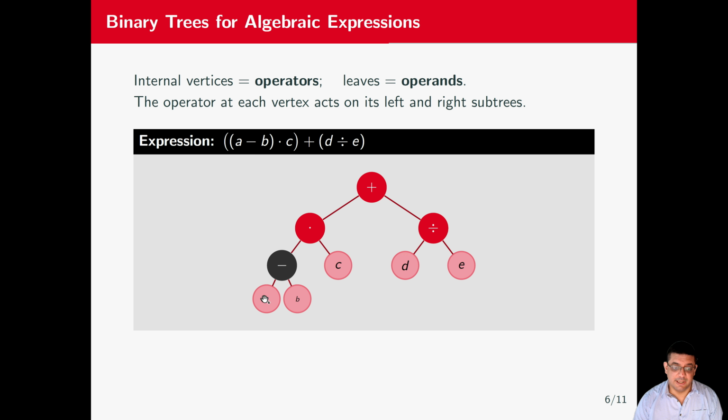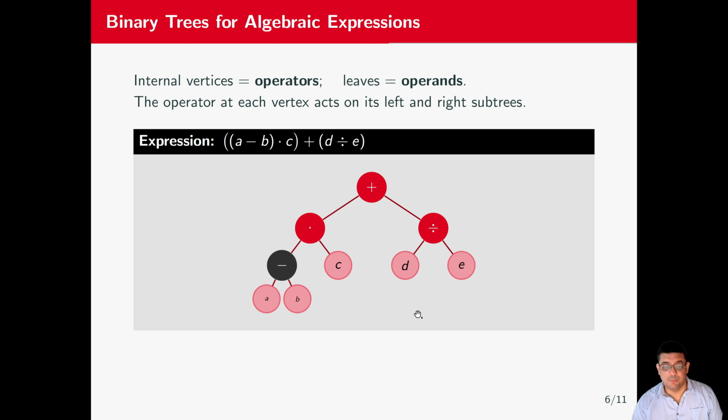So for example, a minus b is a minus b. Then, because we're doing it times c, then we have this times c. Then we have the operation plus here in the middle, at the root. And then on the other side, we have d divided by e, and it all adds up to this.